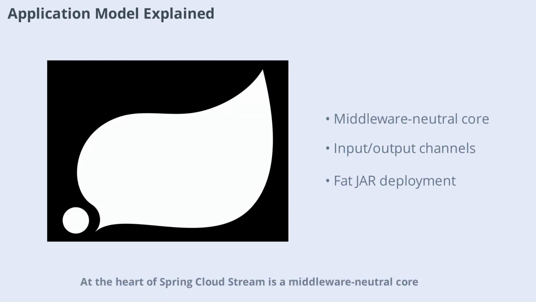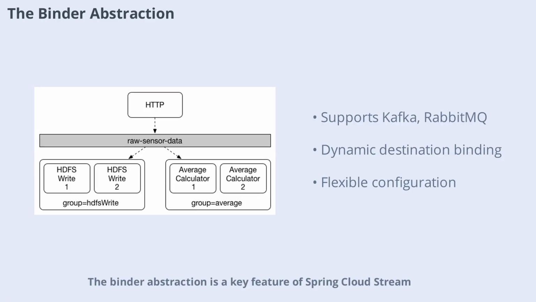The heart of Spring Cloud Stream is a middleware-neutral core. Applications communicate with the outside world through input and output channels, which are injected by the framework. These channels connect to external brokers via binder implementations, allowing for flexibility and portability. Applications can be run in standalone mode for testing or packaged as executable fat jars for production deployment, leveraging standard Spring Boot tooling.